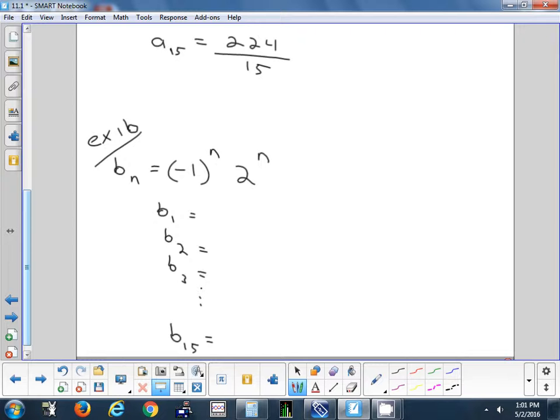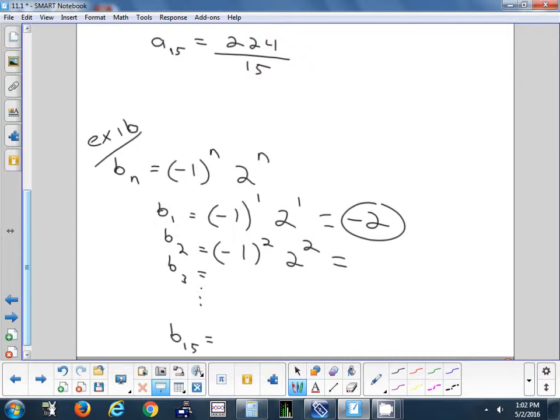Okay, so what would my first term be? It would be, start with negative 1 to what power? 1, and then times 2 to the 1, which is? Negative 2. Negative 2. Okay, now the second one, it's going to be negative 1 squared times 2 squared. 4. So notice it doubled and it changed signs. So what's b sub 3? Yep, negative 8.